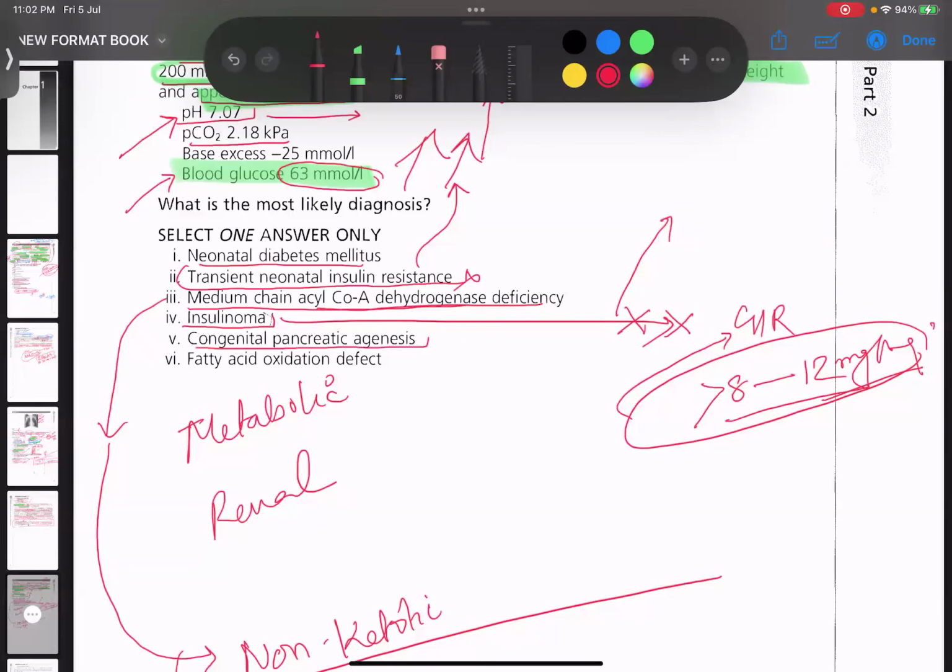Congenital pancreatic agenesis. I'm actually not sure about this condition, so I'll not comment on it. If anybody has any idea related to this, you can share.